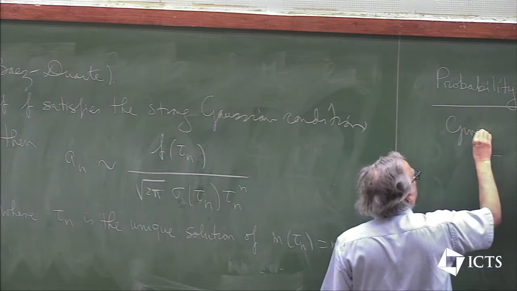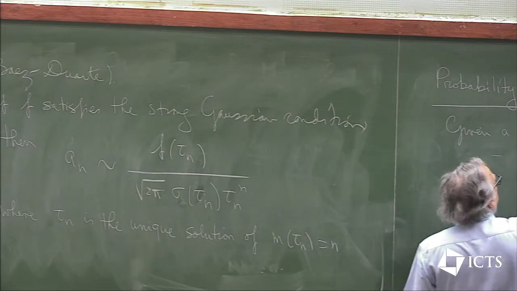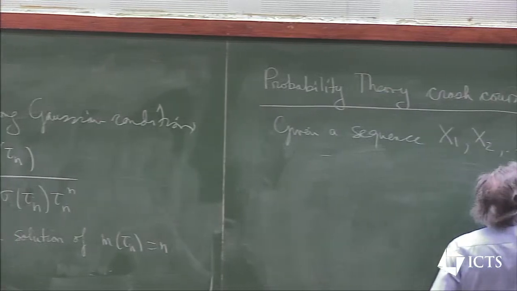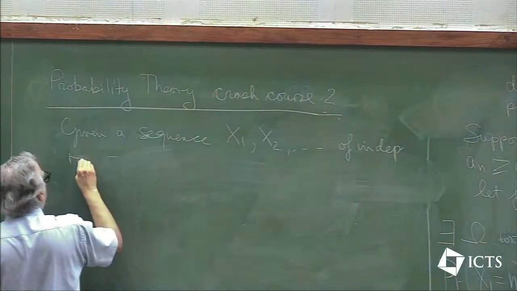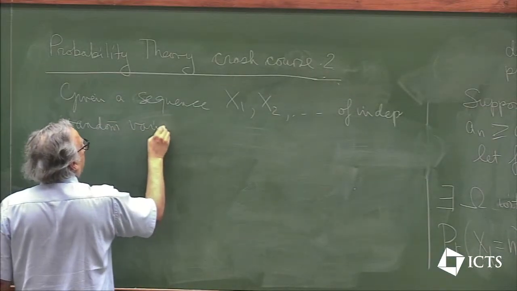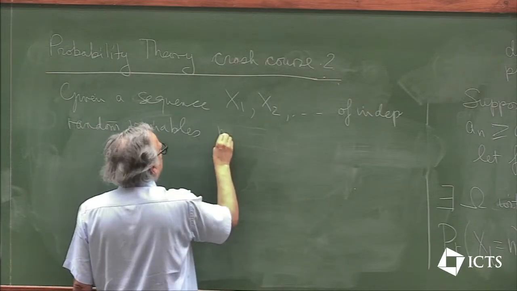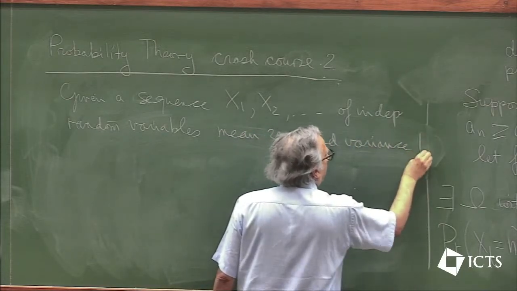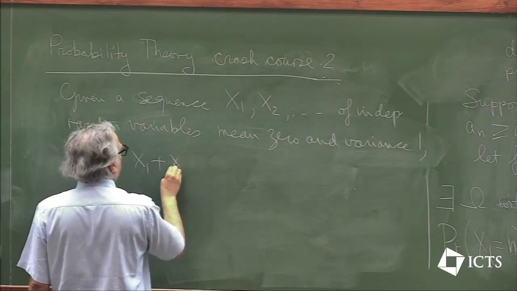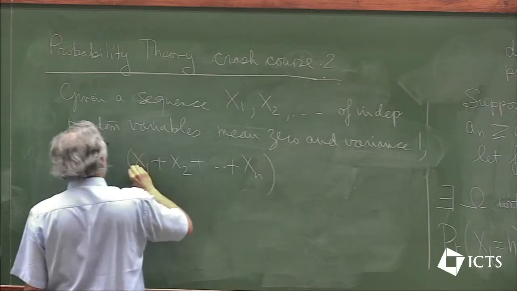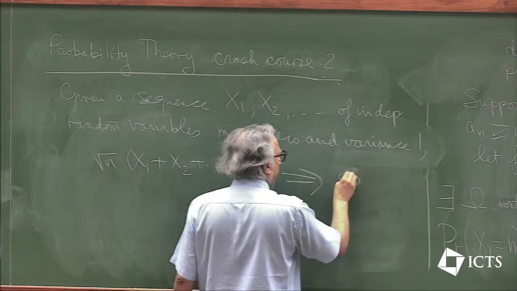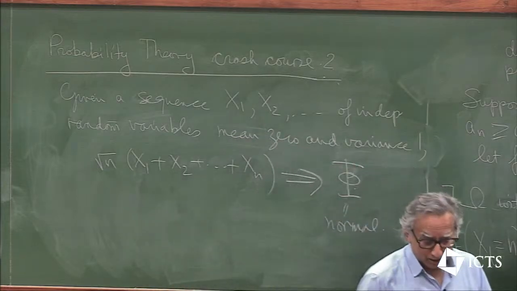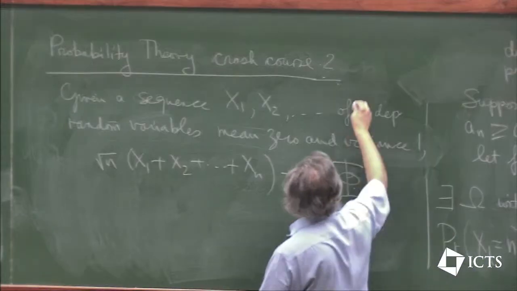Given a sequence X1, X2, X3, and so on, of independent random variables with mean 0 and variance 1, we have that X1 plus X2 and so on, suitably normalized, tends to the normal. This is a normal distribution. Now I'm oversimplifying the central limit theorem. This is what's called the central limit theorem.